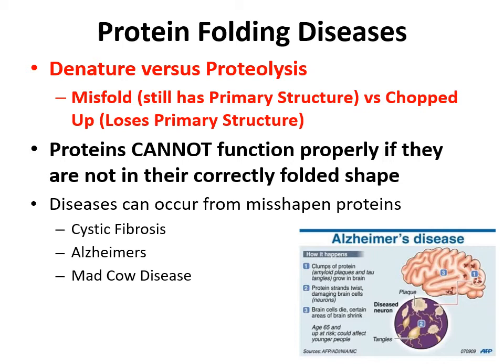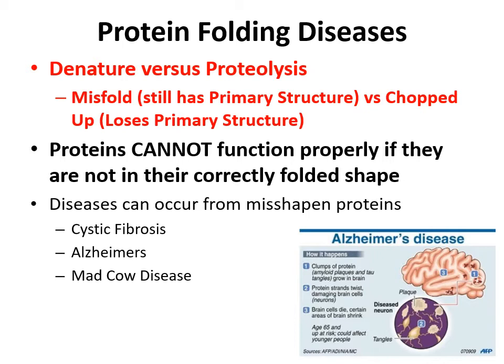Now, like I mentioned before, the reason why I emphasize those levels of structure so much is that proteins cannot function if they lose their structure. The two ways that proteins can lose their structure are denaturing or proteolysis. Denaturing means that a protein has unfolded. Proteolysis means it's been chopped up. So, denaturing versus proteolysis.